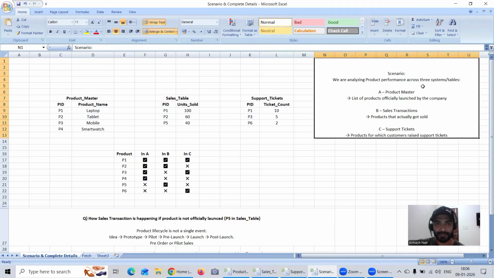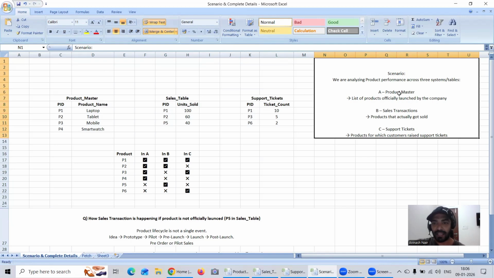Definitely, in real time, the data will be huge, but just for explanation purposes, I am reducing it to a very small size. Let's say it's a very small business, or just a startup kind of product company. So in that case, we will understand.